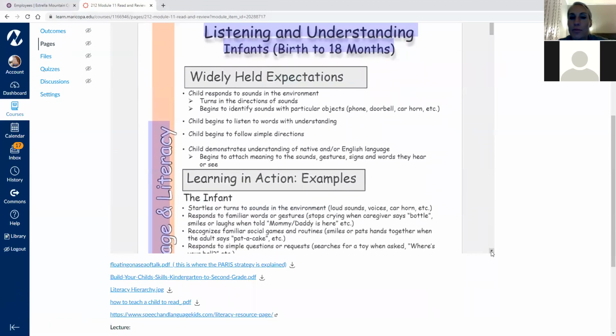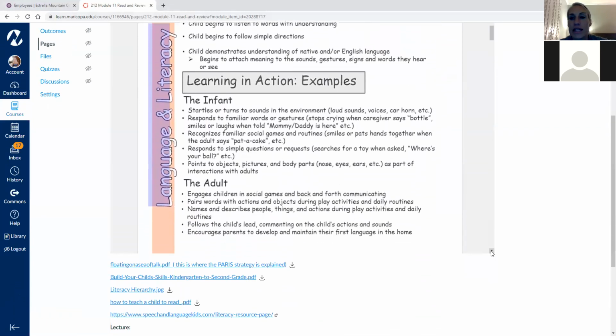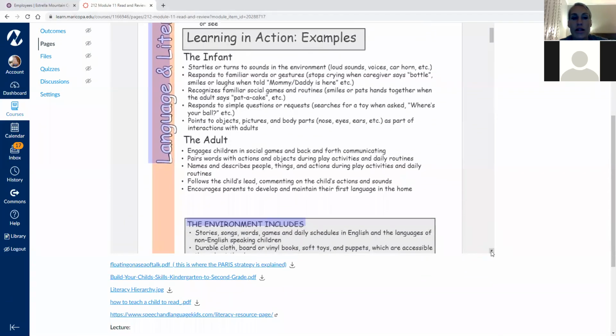So that listening, that birth to 18 months: listening to words, turning their head to sounds, identifying sounds, following simple directions. So that's where like that pointing or show me. And they're attaching the meaning to the sounds. And then we can look at the adult, pairing words with actions and objects, when we're looking at how do we facilitate that.